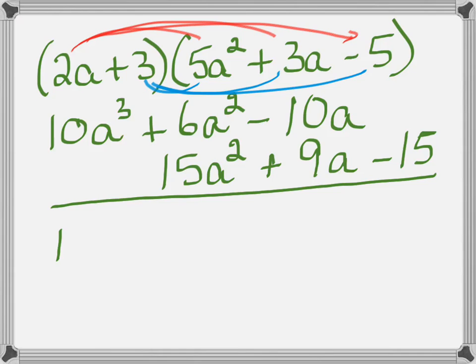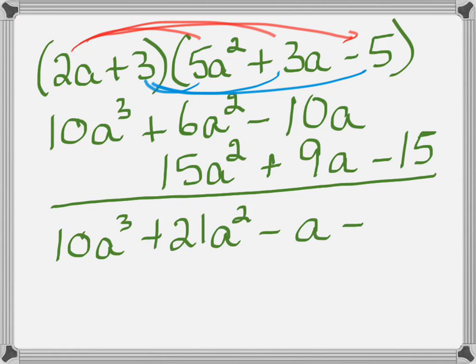And then I combine my like terms. I get 10a cubed plus 21a squared minus a minus 15. By lining up the a squared and a terms together, it's easy for me to see my like terms in order to combine them.